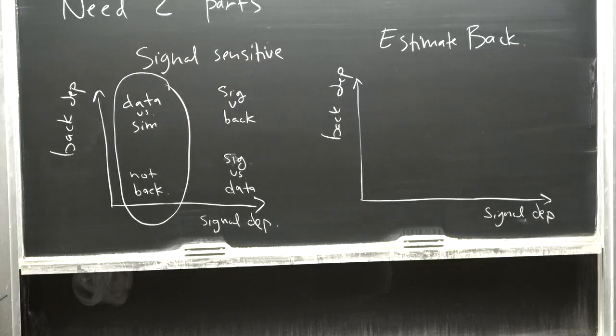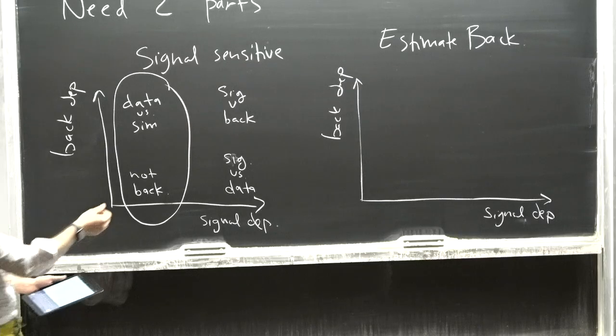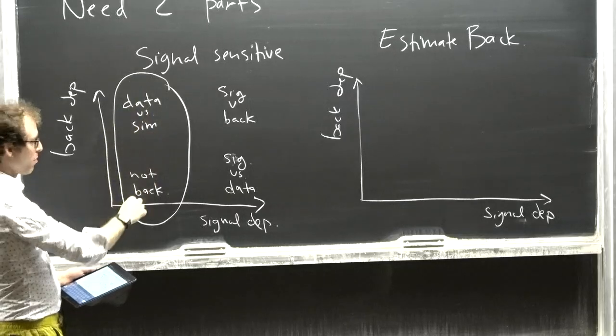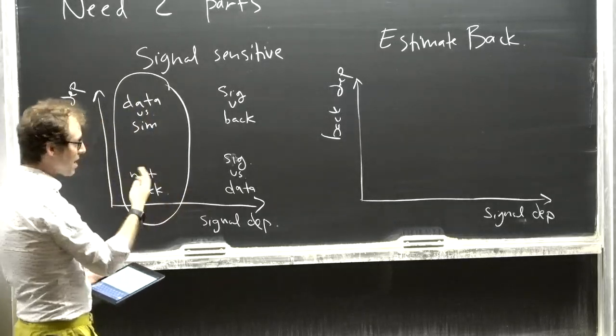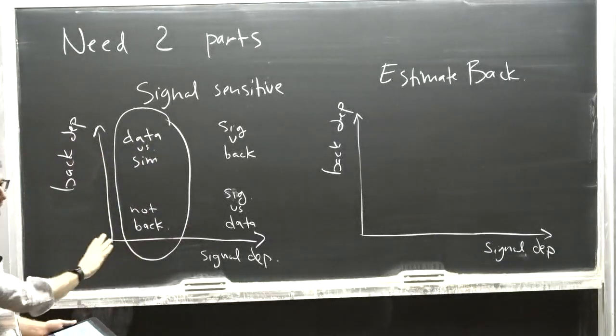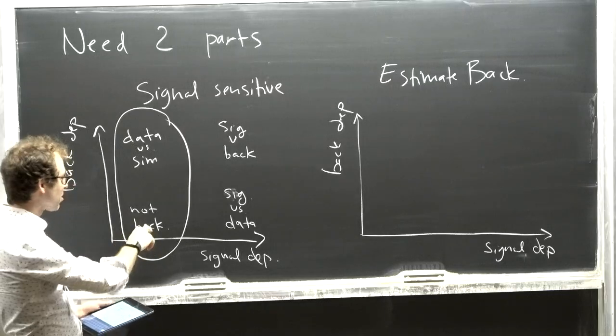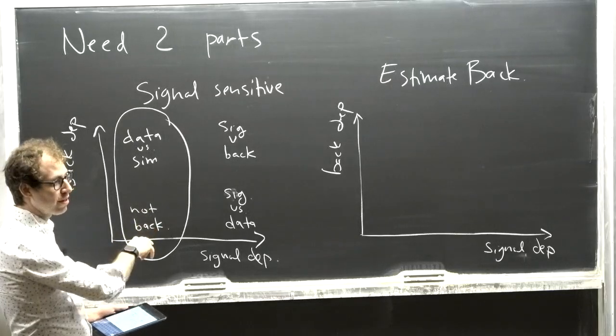Yeah? When you say not background, doesn't that depend on what your background is? Yeah, so not background is sort of inconsistent with, yeah. I'm going to talk about this a little bit more later, but you're right. It depends on how you estimate the background, whether it's here or over there.